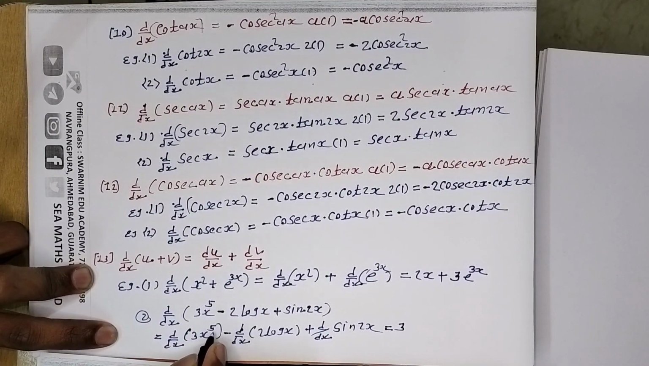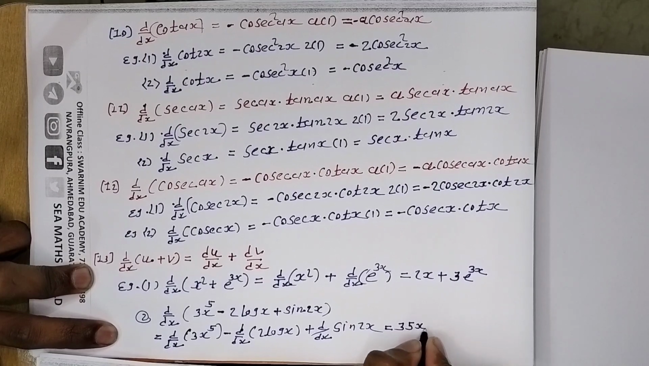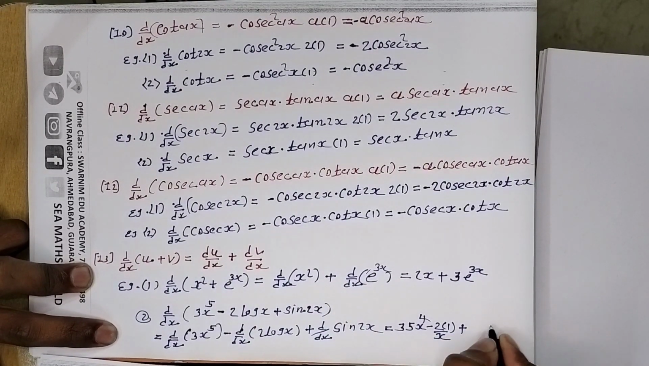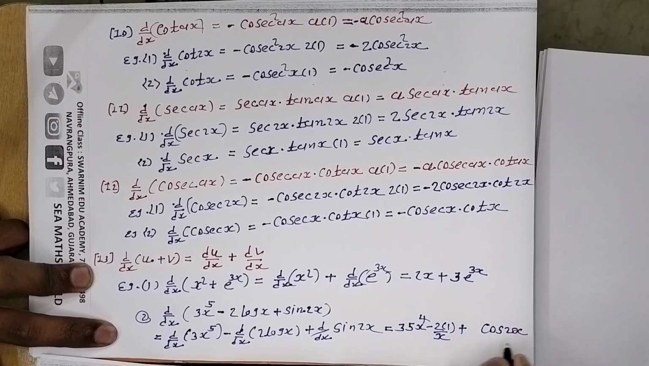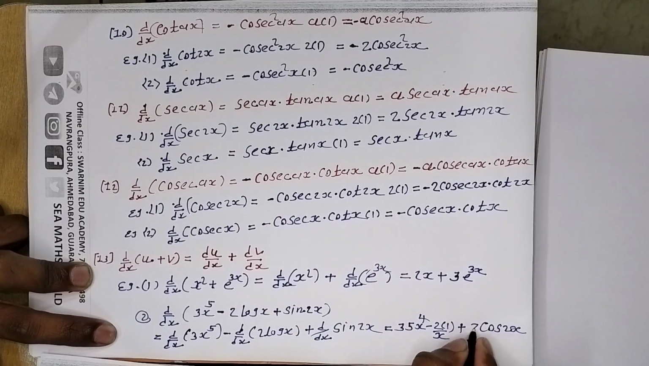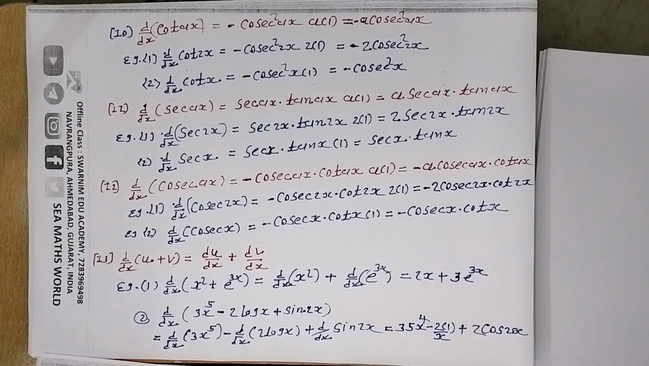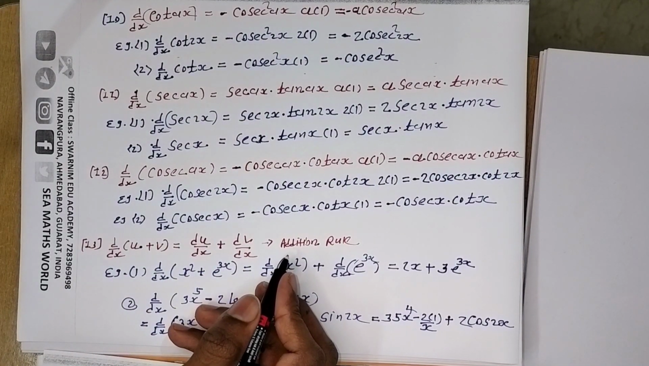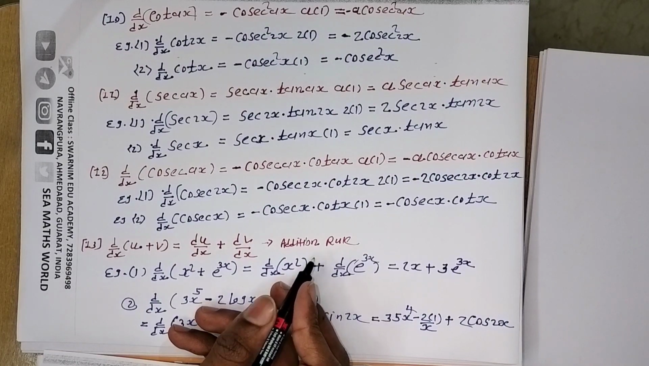Then differentiate x raised to 5, that will be 5x raised to 4. Then minus 2 is constant, take it out. Differentiation of log x is 1 upon x. Then plus differentiation of sin x is cos x, here 2x. So differentiation of sin 2x is cos 2x. Then angle is 2x, its differentiation will be 2. Okay, easy. Now it is also called the differentiation rule of addition. Okay.